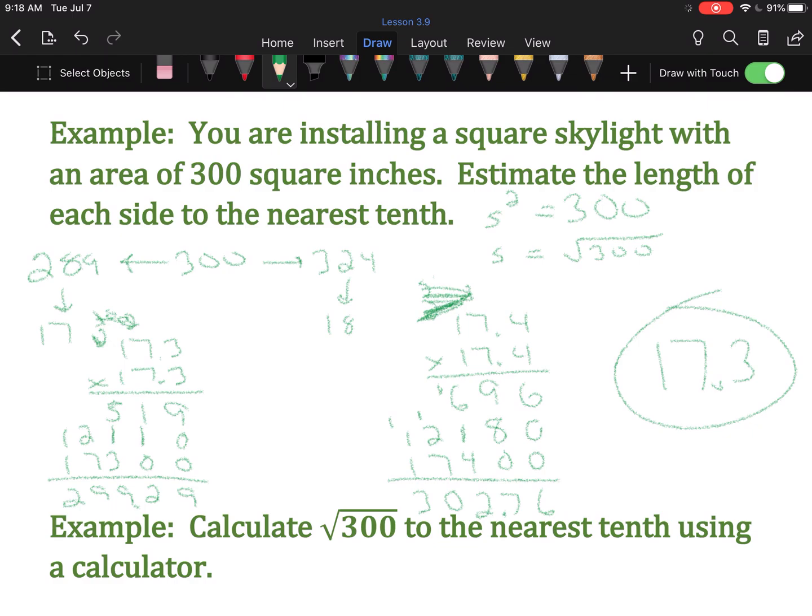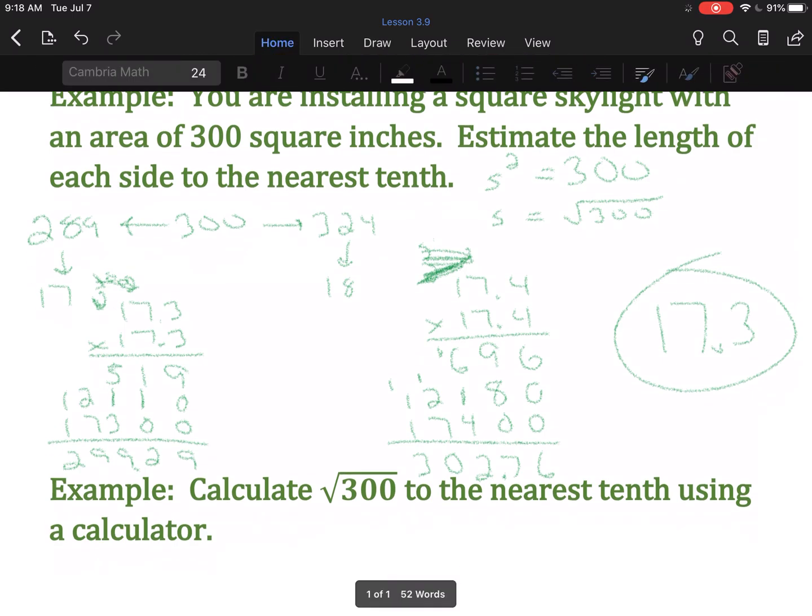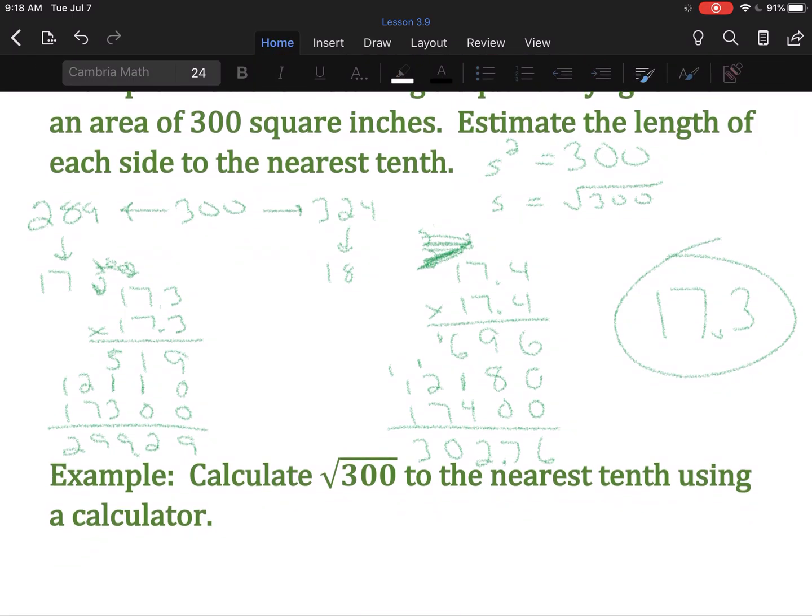And the last thing here says calculate root 300 to the nearest tenth using a calculator.